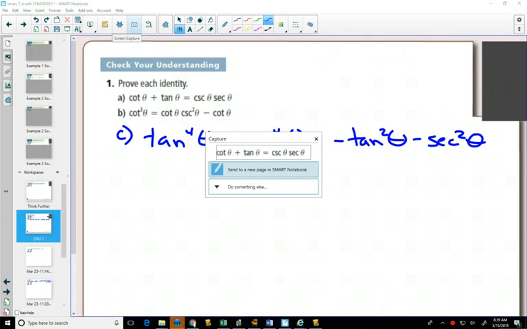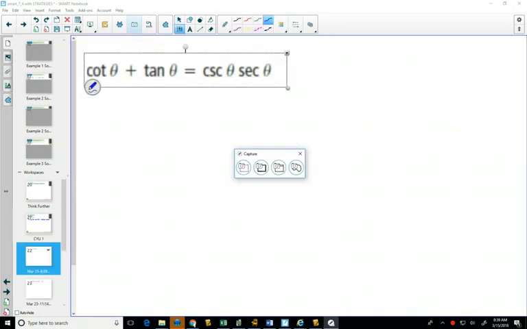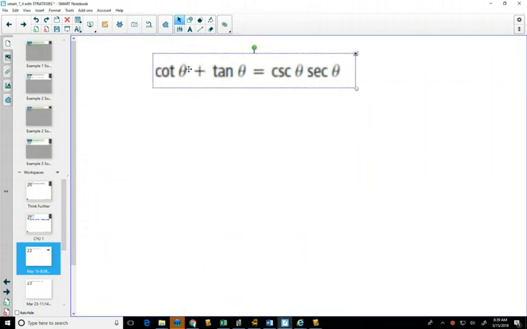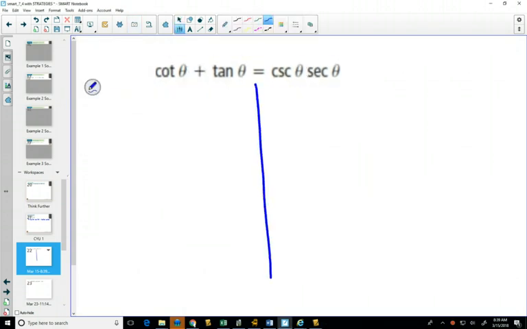We'll start with the first one. So again, every time we're doing a proof, we're writing out the question first. We're drawing a line to make sure that we don't move things from one side to the other. You're allowed to manipulate things on one side and manipulate things on the other side. And there's things you can change.